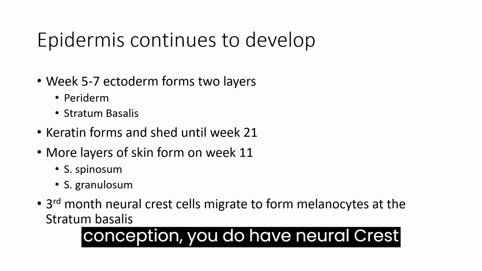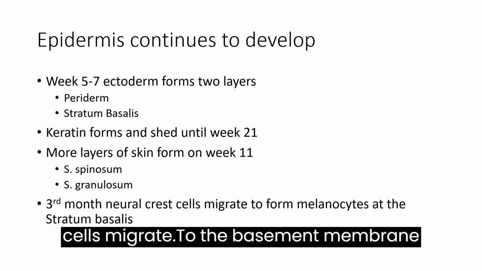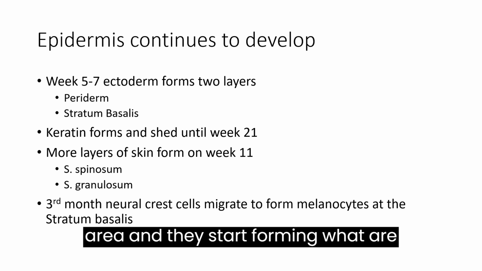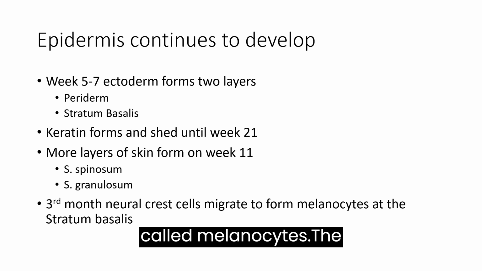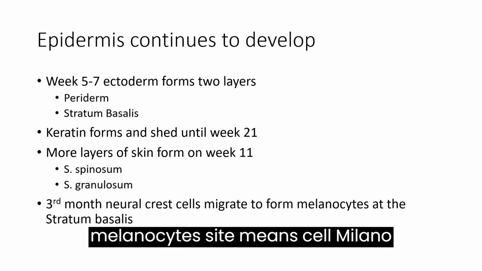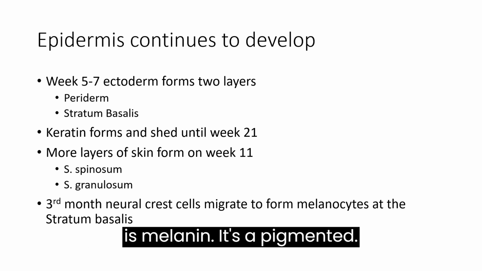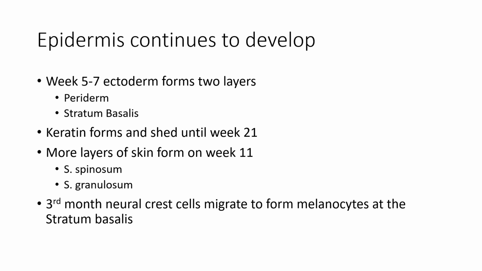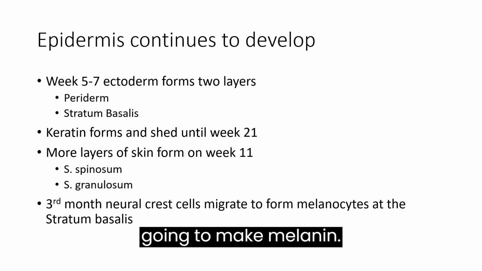Now, by the third month of conception, you do have neural crest cells migrate to the basement membrane area, and they start forming what are called melanocytes. The melanocytes, cyte means cell, melano is melanin. It's a pigmented substance, so the melanocytes are going to make melanin.